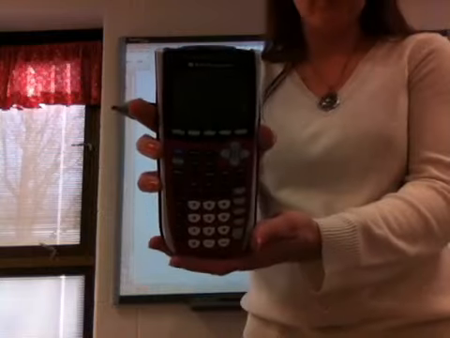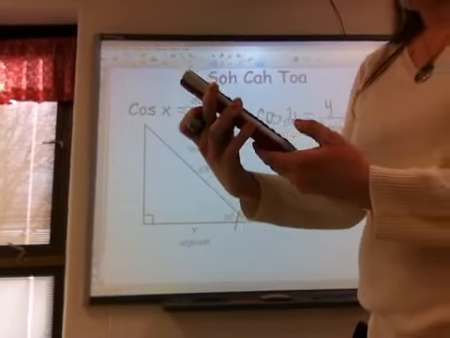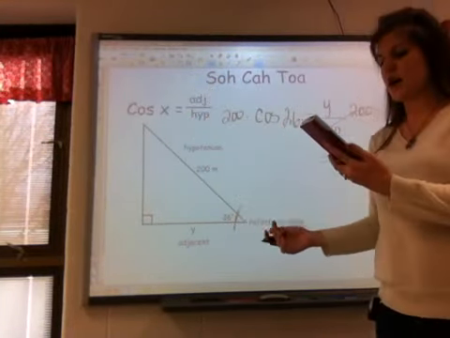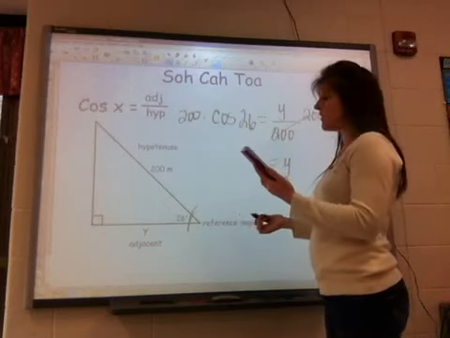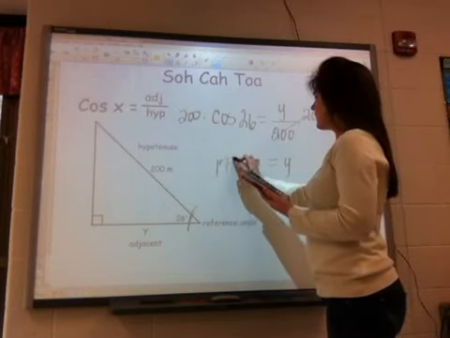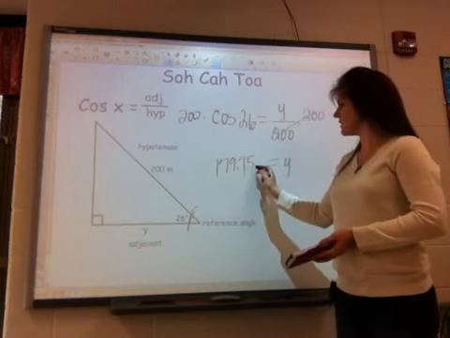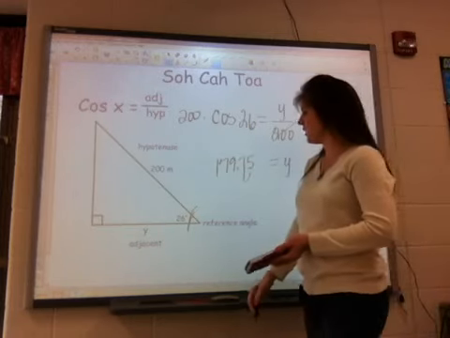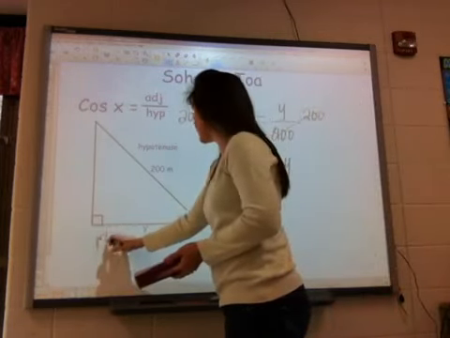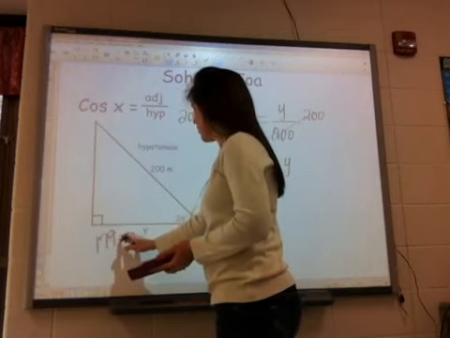I don't know if you can see that or not. I hope you can. Hit enter, and it is 179.75. Once again, rounding to the nearest tenth. Since this is a 5, I'm going to round my 7 up. So it is 179.8.